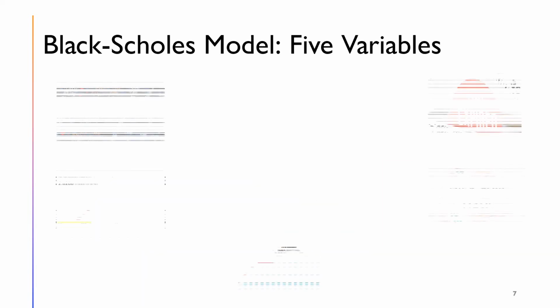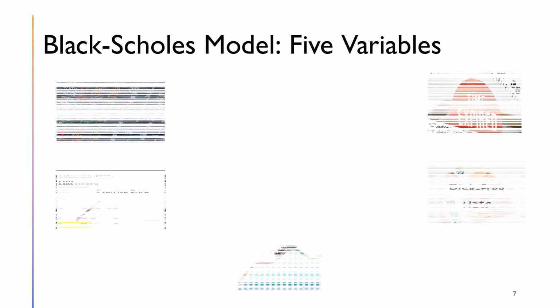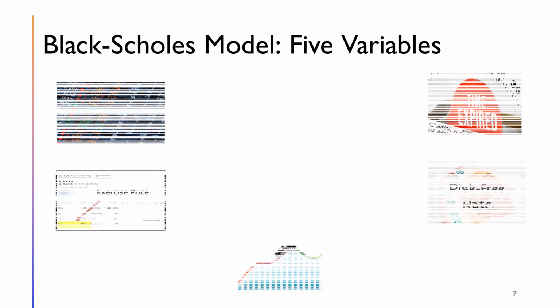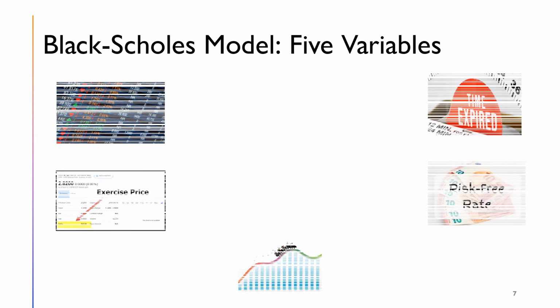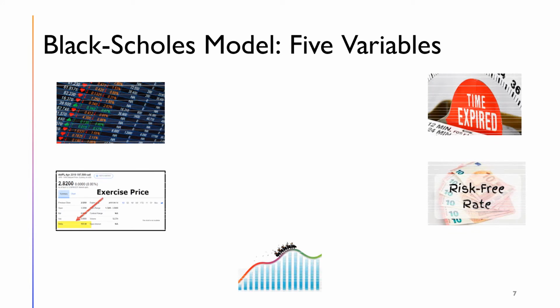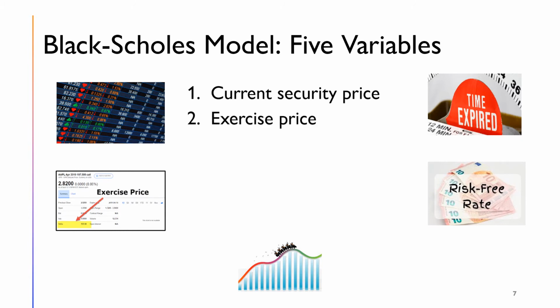In the Black-Scholes option pricing model, the option value is a function of 5 variables. What are the 5 variables? Let's take a look at this slide. I'm sure you know what the 5 variables are. We need these 5 variables as input to calculate the option value.